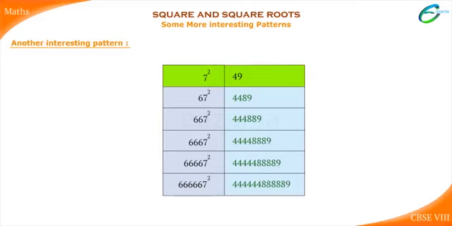Here we have another interesting pattern. The square of 7 is 49. The square of 67 is 4489. The square of 667 is 444889. The square of 6667 is 44448889. The fun is in being able to find out why this happens.